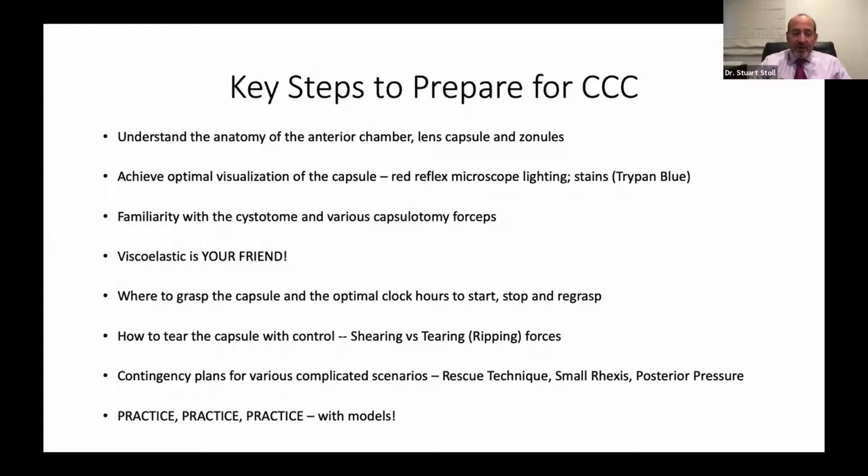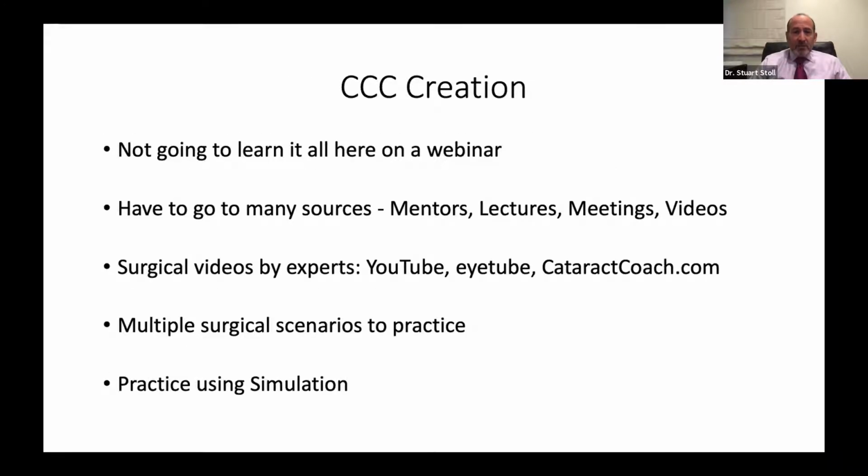But you can practice a lot with models now prior to your initial cases, so you should feel confident and prepared going into them. So with CCC creation, you're not going to learn it all here on a webinar. Of course, you have to go to many sources, go to your mentors that are teaching you surgery, go to lectures, go to meetings, and check out many videos.